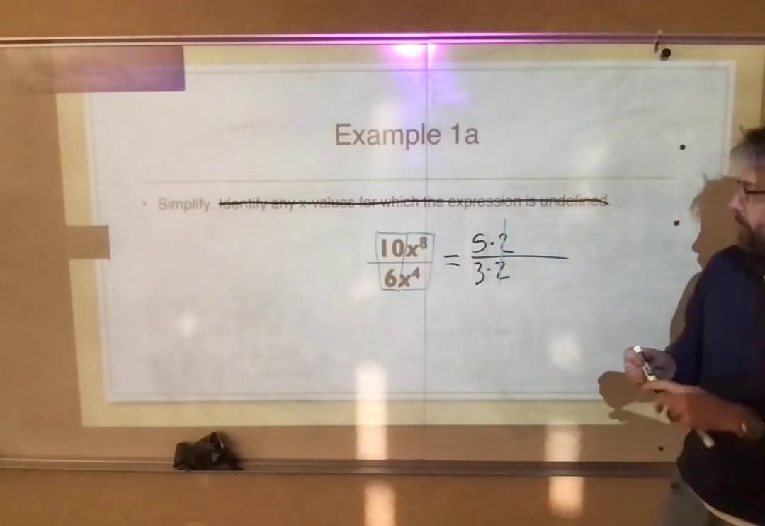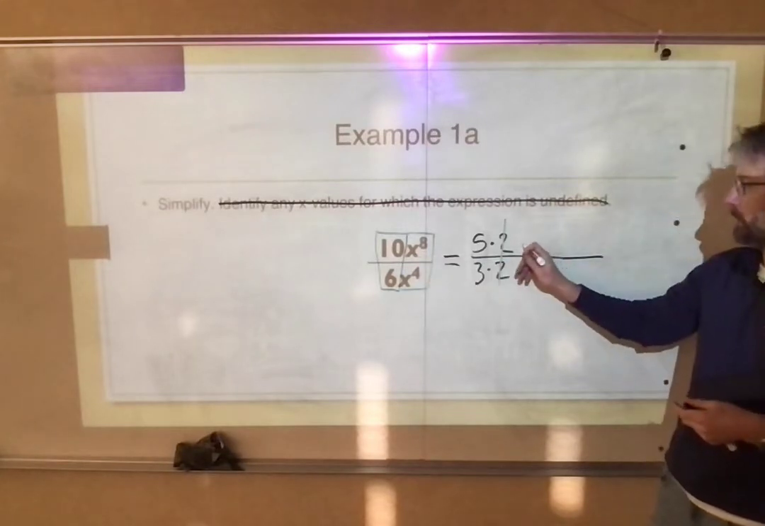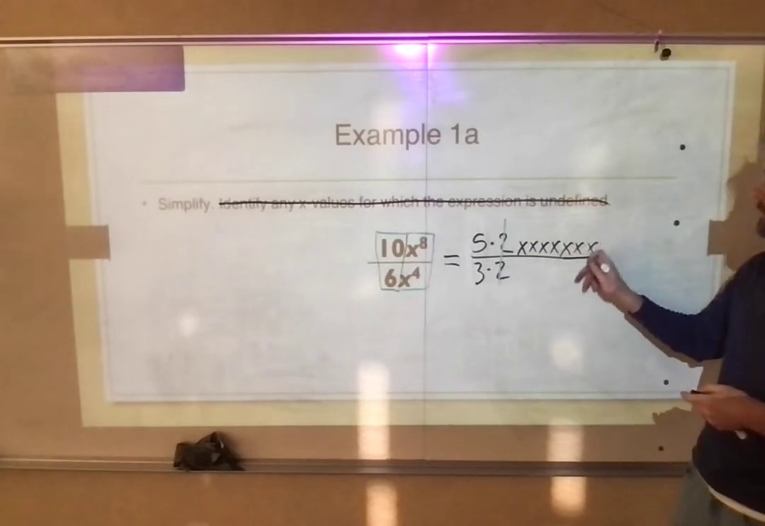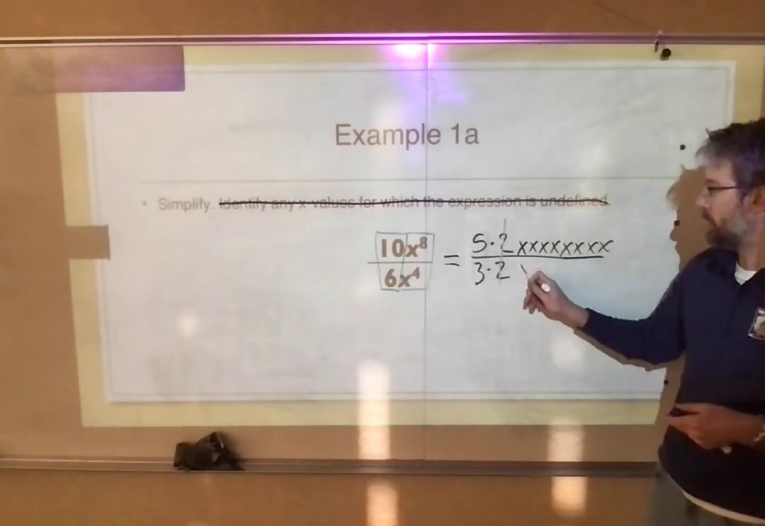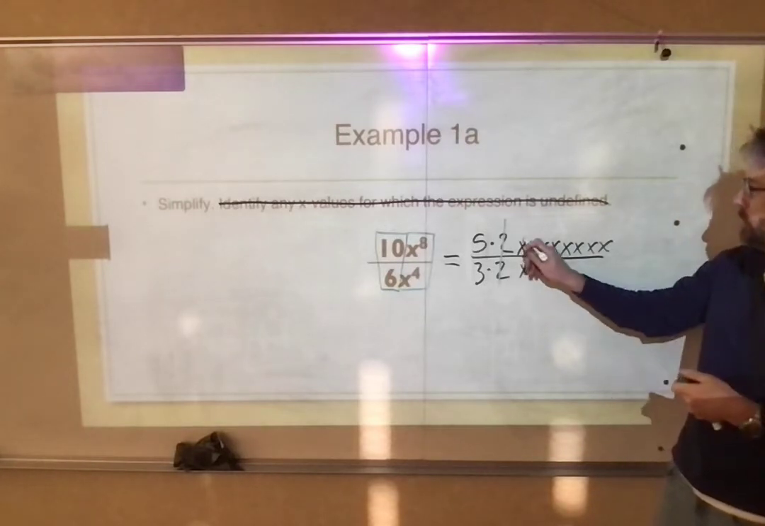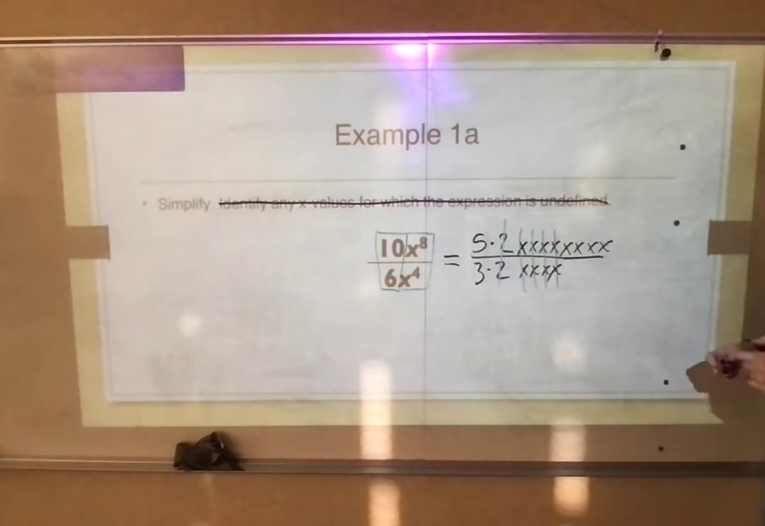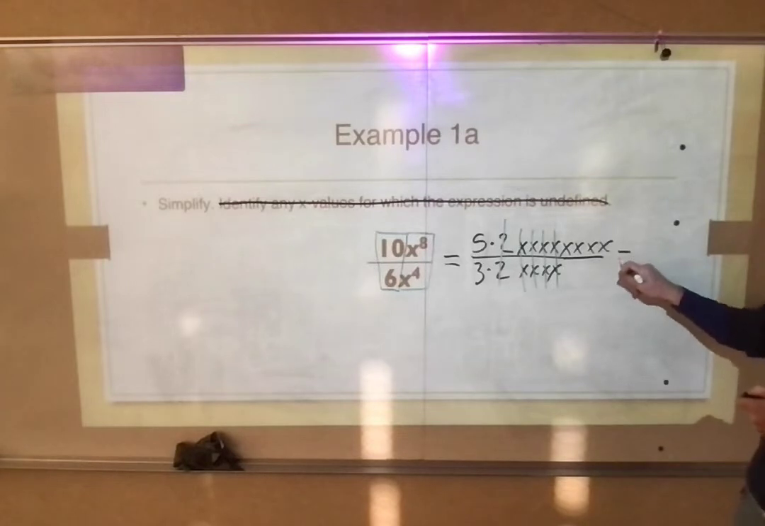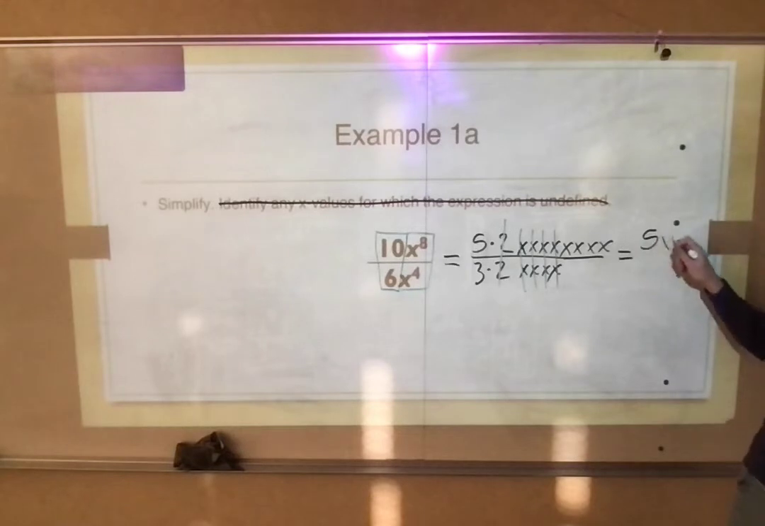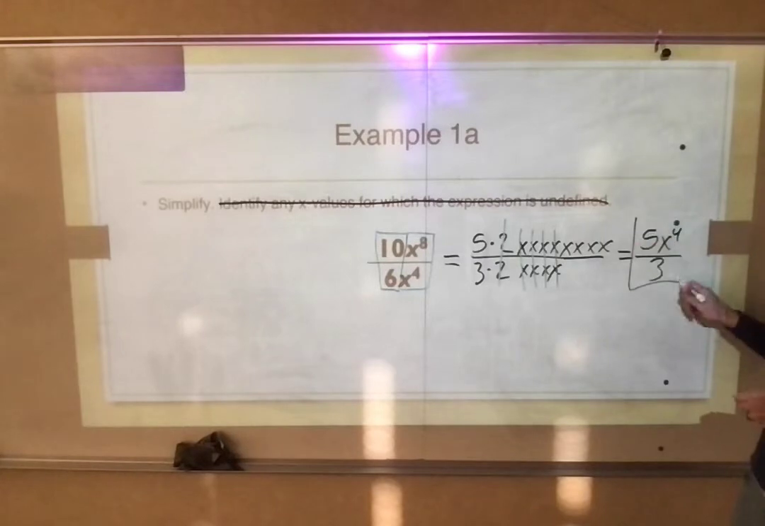X to the 8th over x to the 4th. Now, I'm not going to do this for all of them, but if it's helpful, feel free to write them out the long way. 8 x's for x to the 8th, and 4 x's for x to the 4th. And then every time you have 1 on top, it cancels 1 from the bottom, like that. What's left over that didn't get crossed out? On the top, a 5 and the product of 4 x's, so that is 5x to the 4th. And then 3 and everything else canceled out, so it's just 5x to the 4th over 3.